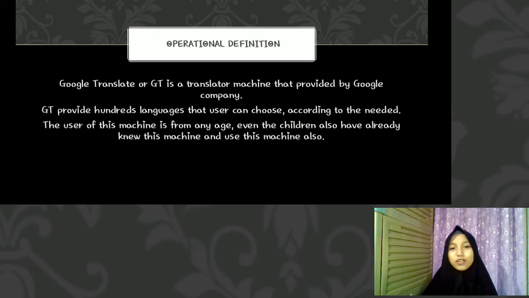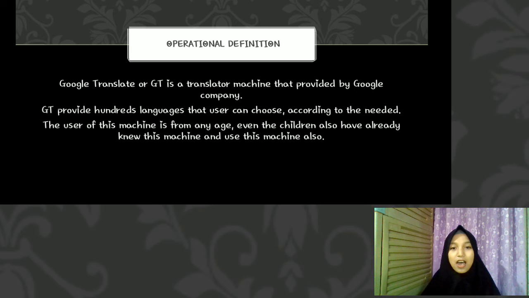The next is we are going to talk about operational definitions. So Google Translate is one of the translator machines provided by the Google company that is very helpful for learners, especially those who want to learn about languages or to translate or to know the meaning of one word or sentence. And this Google Translate has many languages that the user can choose according to their needs. So it depends on the user whether they want to find the meaning from English or from Arabic or from any language. It's available in Google Translate.